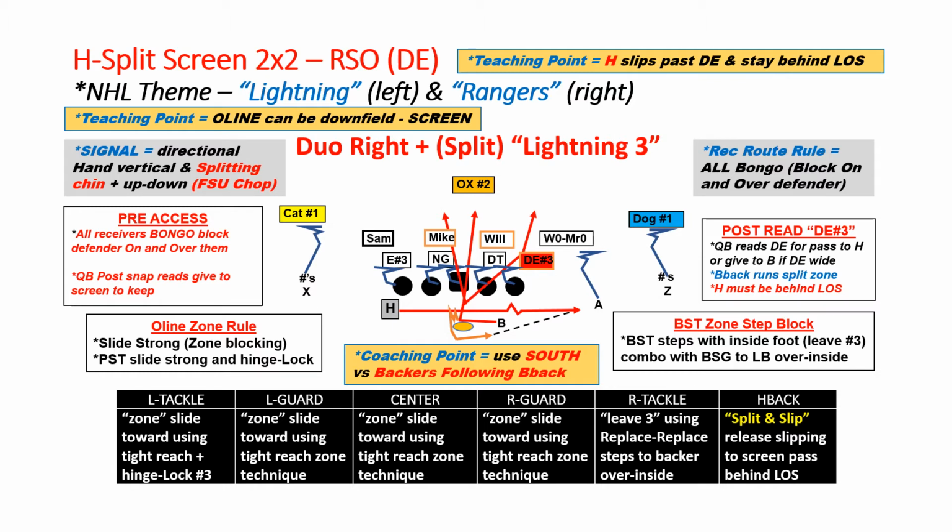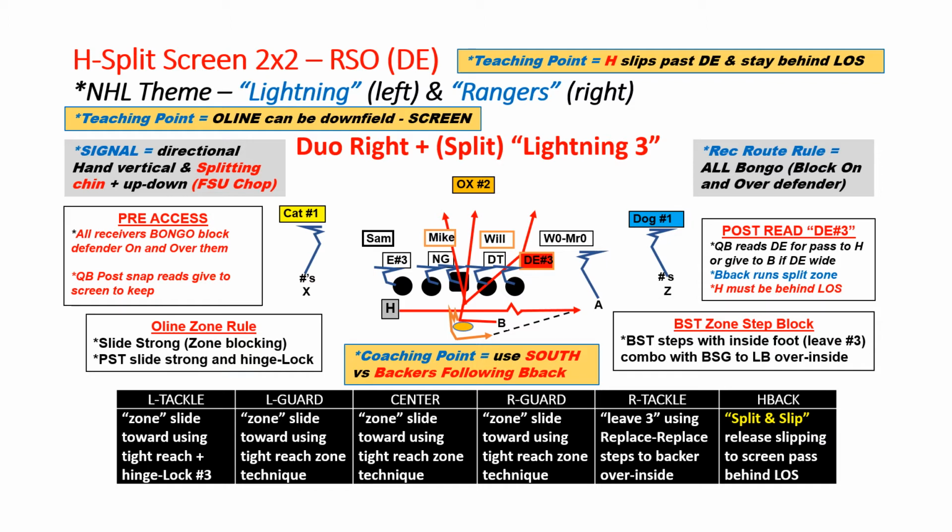The Z and the A will go ahead and block. That's called a bongo block: block the man on and over you. And then the H is going to act like he's splitting across, but continue past that defensive end, avoiding him and making sure he stays behind the line of scrimmage, so that the quarterback will still read the defensive end, just like slice zone.